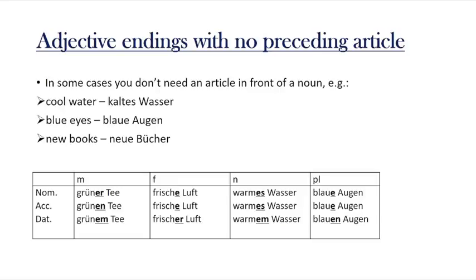So here are some examples. We have grüner Tee, frische Luft, warmes Wasser, blaue Augen. And we'll do it in the different cases for you. Accusative is grünen Tee, frische Luft, warmes Wasser, und blaue Augen. And the dative, grünem Tee, frischer Luft, warmem Wasser, und blauen Augen.